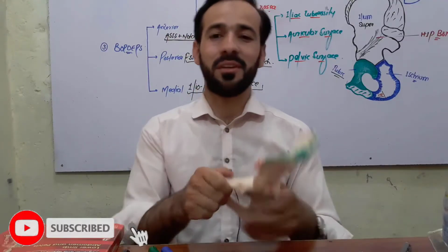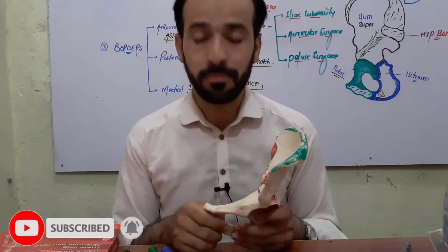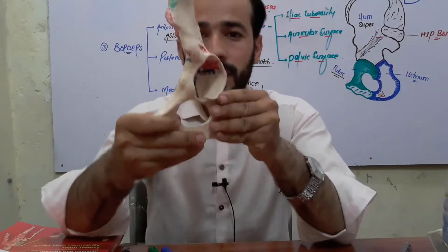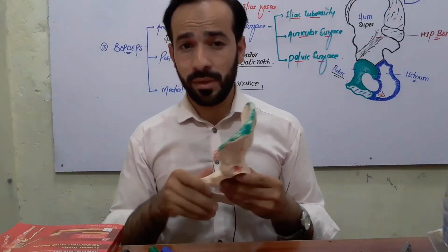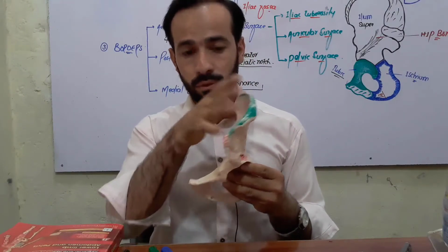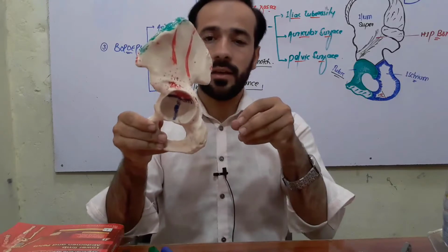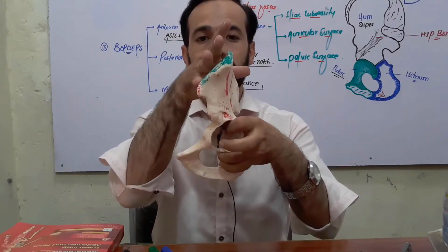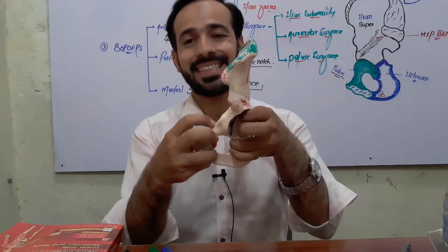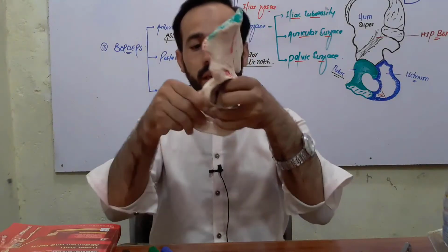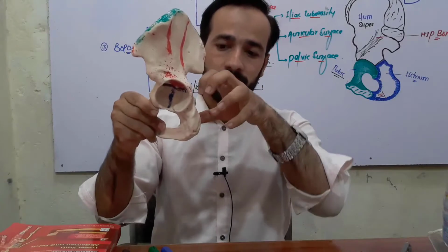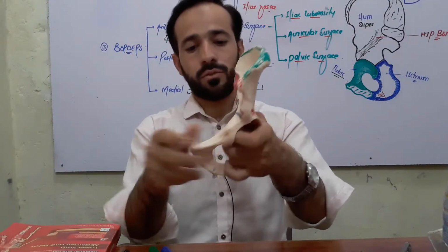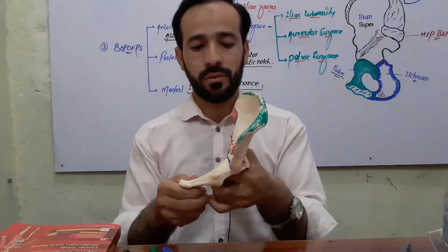Let us see about the pubic bone, the parts of the pubic bone, right? So first of all, my dear friends, this is a hip bone, and you know that the hip bone is made up of how many bones? Three bones: the iliac bone, the pubic bone, and the ischial bone, right? The iliac bone is present superiorly, the pubic bone is present anterior-inferiorly, and the ischial bone is present posterior-inferiorly or inferior-posteriorly, right?